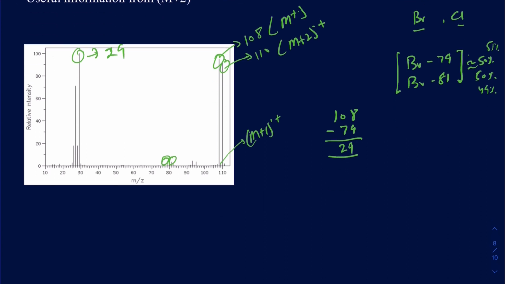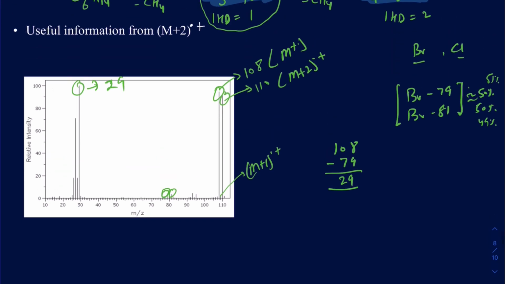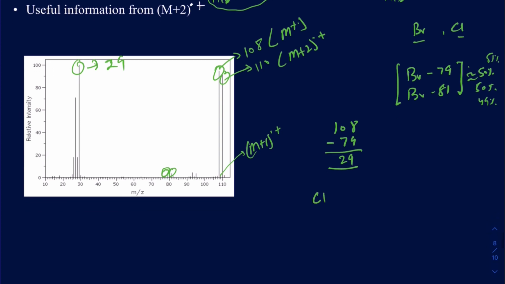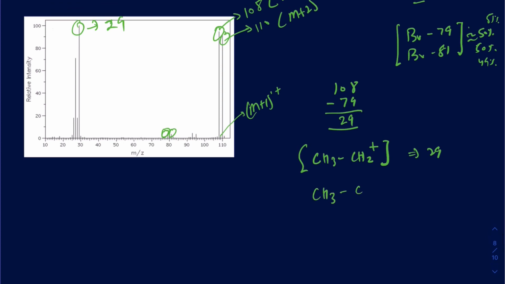And what really shows up at 29, a typical cation that is really going to show up at 29 would be the CH3, CH2 cation. Because if you add up these masses, carbons are 12, so that's 24, plus 5 hydrogens, that's going to give you a total of 29. So that tells you this is actually going to be CH3, CH2, Br.